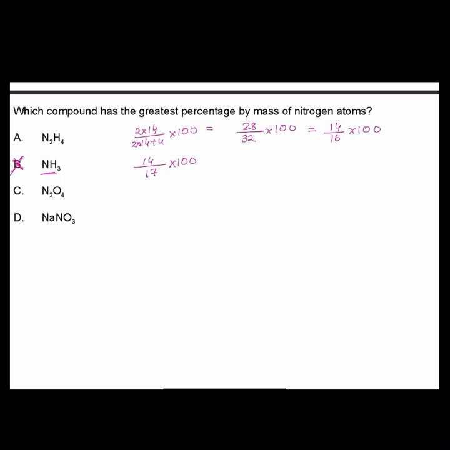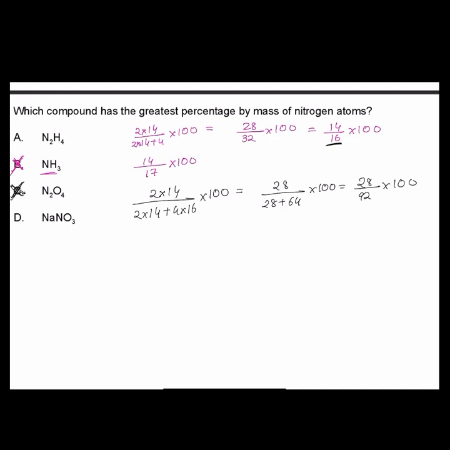So I'll eliminate option B. Option B can't be the answer. Let's check option C. Mass will be 2 times 14. Molar mass of this compound will be 2 times 14 plus 4 times 16, times 100. So it's 28 divided by 28 plus 64, that is 92, times 100. Now if I look at the answer, we see that 14 by 16 is a lot greater than 50%, while 28 by 92 is less than 50%. For 50% we would need 46 over 92. So obviously C is smaller than A, so I'll also eliminate C.